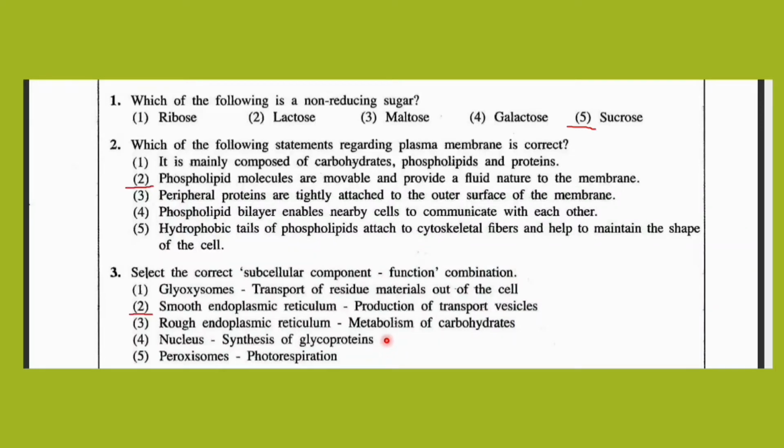So in this video, I'm going to discuss the first 20 questions of the 2021 A-level paper. So the first question, which of the following is a non-reducing sugar? The answer is the fifth one.